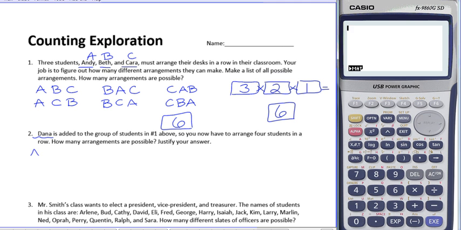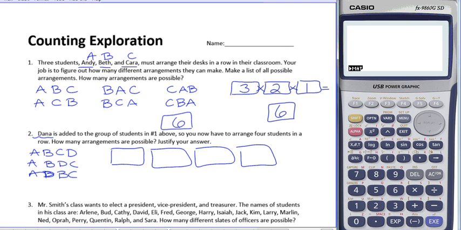Well, if I had to use this method where I start listing them all out, A, B, C, D, A, B, D, C, A, B, no, can't do that one yet. A, D, B, C. Inevitably, what happens is we lose count of how many of these arrangements we've done, and we need to come up with a mathematical way to do it. But again, if we have 4 desks, we just need to choose how many ways there are to put a person in each desk, and then multiply those together.